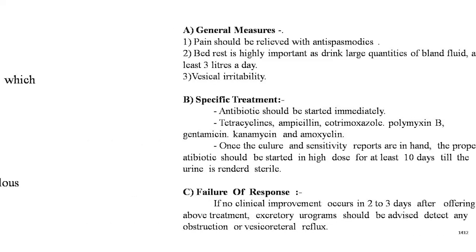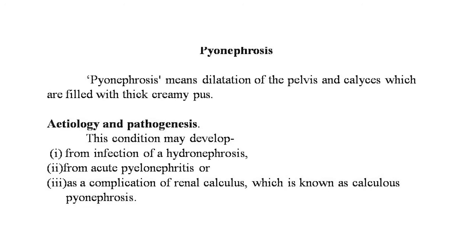Now the next point is pyonephrosis. Pyonephrosis means dilatation of the pelvis and calyces, which are filled with thick creamy pus. Though the nomenclature is restricted to the pelvis and calyces, yet there is always great destruction of the renal parenchyma. Now the etiology and pathology.